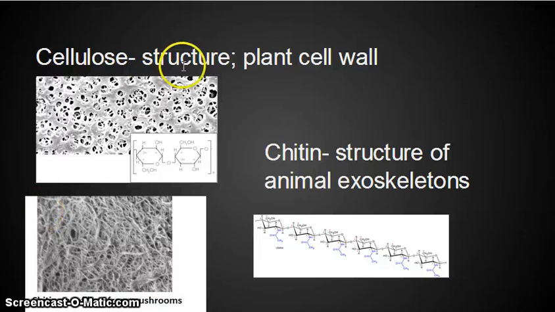Then we have cellulose. I have a picture of what cellulose looks like under the microscope, and here is just a small portion of the cellulose structure. Now, cellulose is used for structure in plant cell walls, but cellulose is also something else. You know it as fiber, and humans cannot digest fiber. So it's that roughage that we talk about that we need in our diets. We have chitin, which is the structure of animal exoskeletons, and chitin is actually found in mushrooms. It's found in a lot of fungus as well.